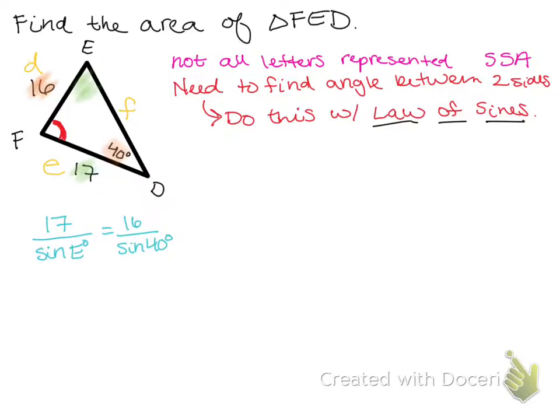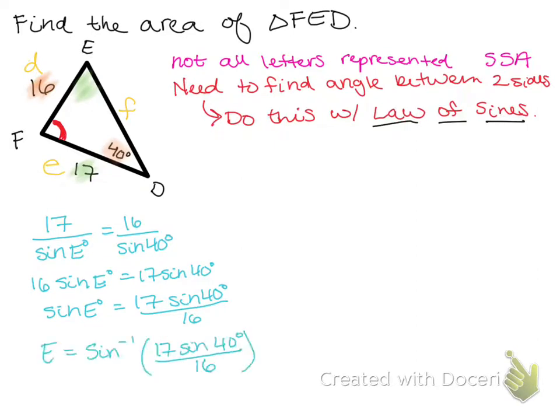So 17 over sine E equals 16 over sine 40. Cross multiply, you get 16 sine E equals 17 sine 40. Divide both sides by 16. So we have sine E equals 17 sine 40 divided by 16. Then do the inverse sine. So E equals the inverse sine of 17 sine 40 over 16. Put that in the calculator, and you get 43.1 degrees. So big E is 43.1 degrees.